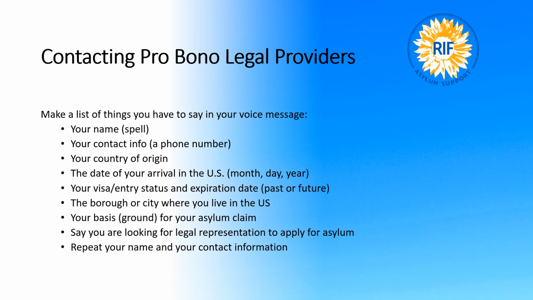Before you call a provider, make sure you have a list of things you have to say in your voice message. First, say your name, and spell it by letters. Dictate your contact information, especially your phone number. State your country of origin and the date of your arrival to the United States: month, date, and year. Describe your visa or entry status and expiration date.